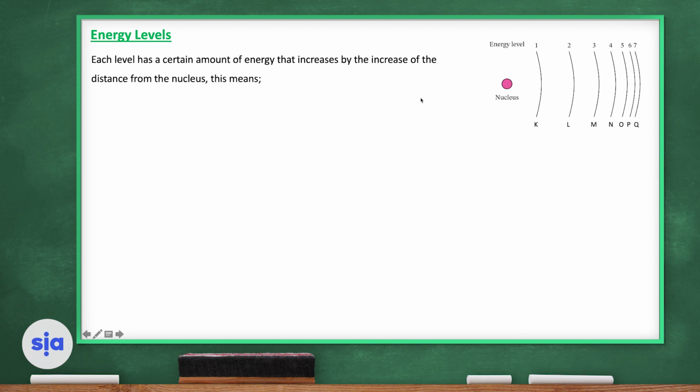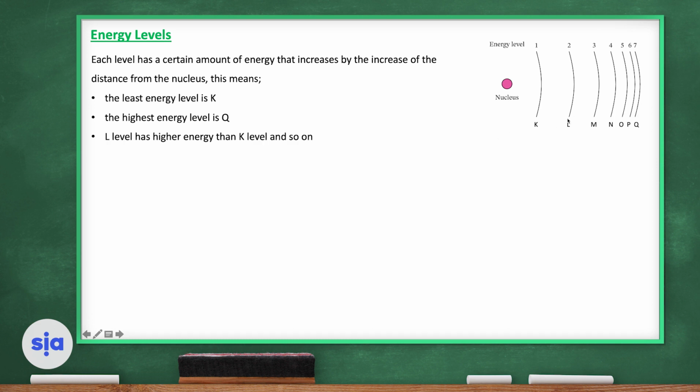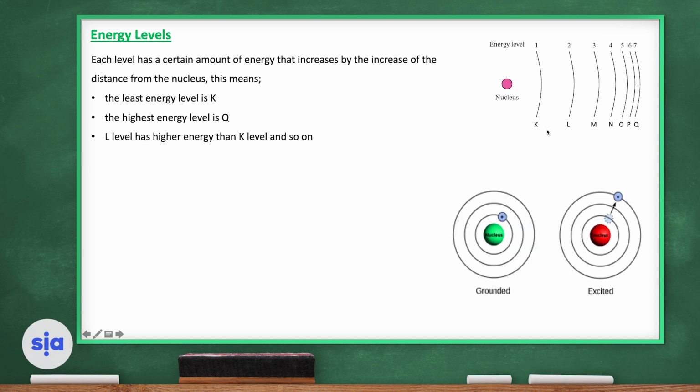Each level has a certain amount of energy that increases with the increase of the distance from the nucleus. This means that the least energy is in level K and the highest energy is in level Q. L level has higher energy than K, and so on.